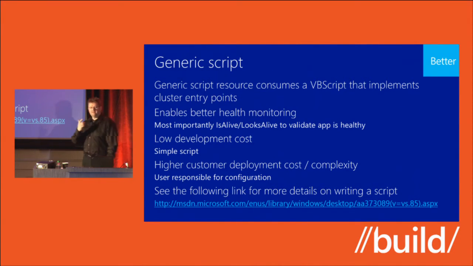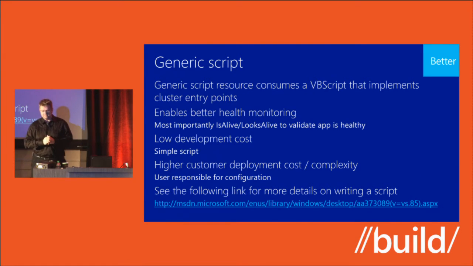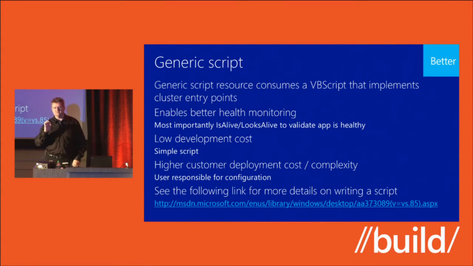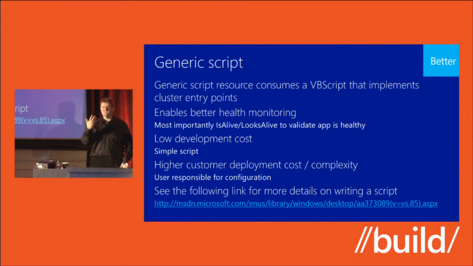You can do more verbose health monitoring. For example, we have what we call these is-alives and looks-alive entry points, which can be called, which basically do different things to the app to check it. And they're at different intervals. So a looks-alive is very lightweight and happens every 5 seconds. An is-alive is more verbose, a deeper check to make sure that the app is actually functional.